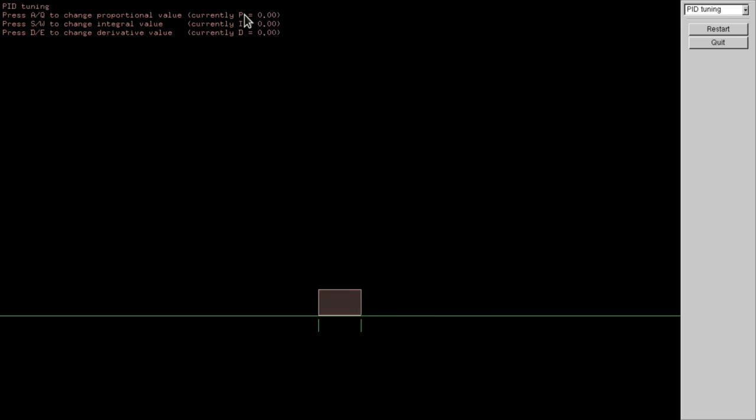Now, looking at these values here, we'll start with P because that's the simplest to explain. P stands for proportional, and if I raise the P value up to what it was before, 1 or something like that, you'll see that there's a thrust, like a rocket engine thrust, being drawn to the side of my block.